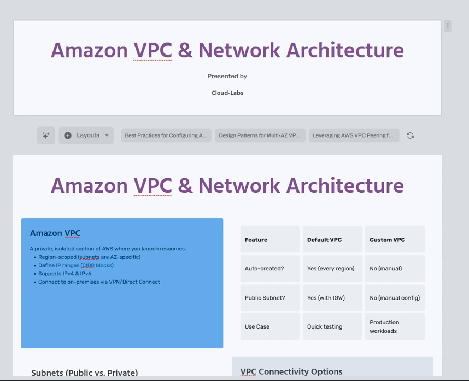Okay, we are in a discussion of AWS Solutions Architect, right? Today we're going to discuss Amazon VPC and network architecture, right?